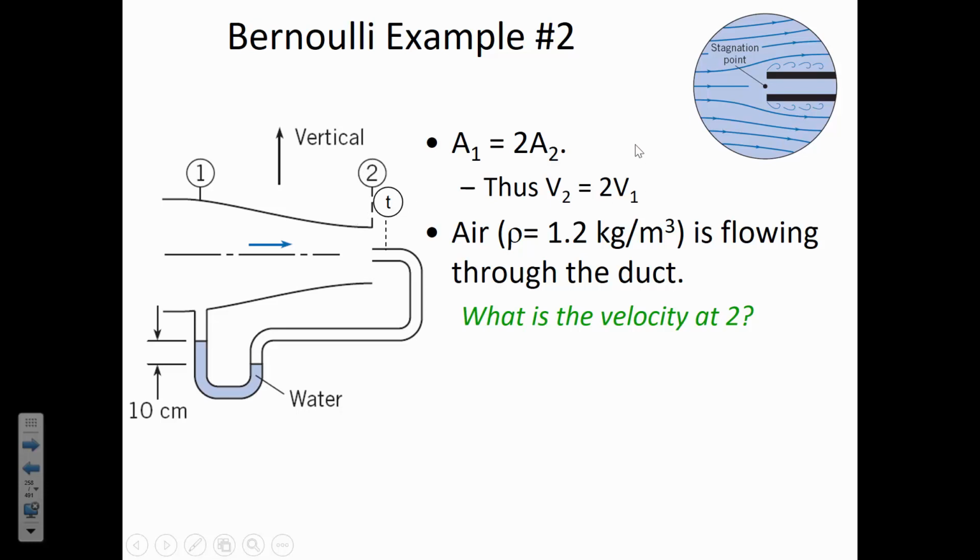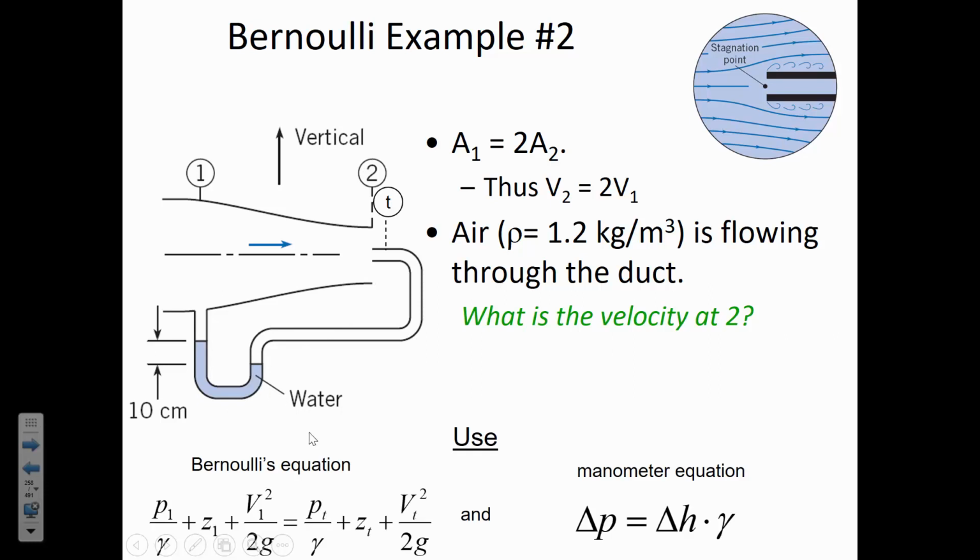Okay, so we have a relationship that tells us how the velocity is changing, and we know the density of the fluid, it's air, and we're going to assume that this air isn't changing in density as it moves through the duct. What we want to know is what's the velocity at 2. And even though we don't know the absolute pressure, we're still going to be able to calculate the absolute velocity at location 2, because this differential manometer tells us the pressure change between 2 points. So we're going to combine Bernoulli's equation also with the manometer equation, the hydrostatic equation, because inside of this differential manometer the conditions are static.